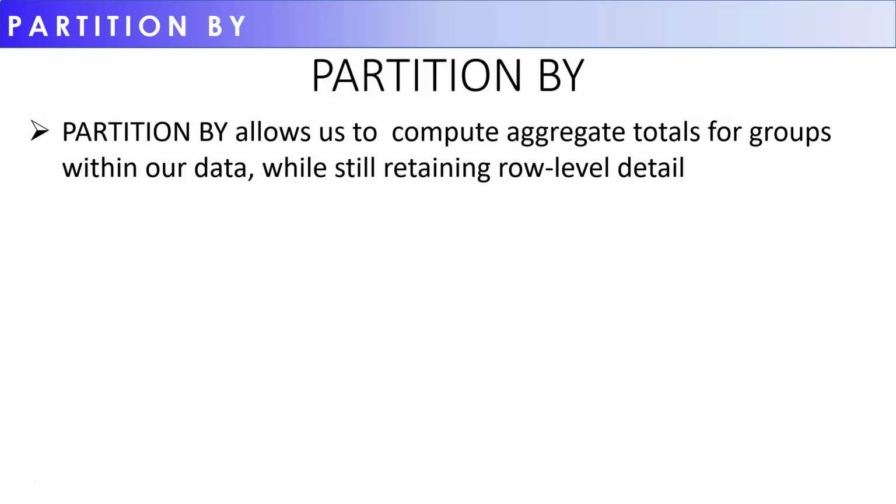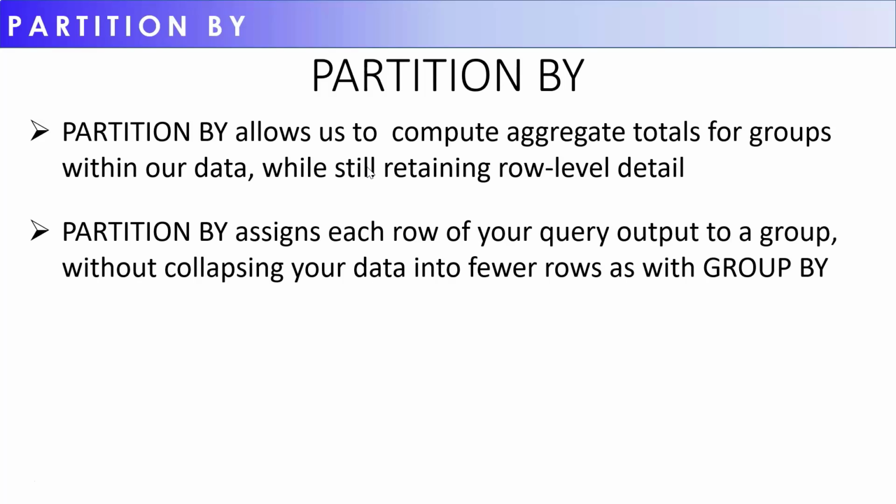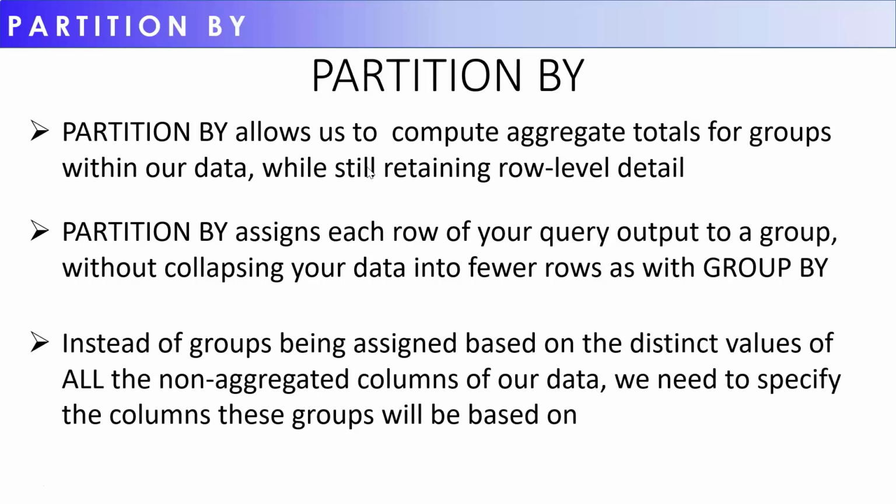When we combine our over function with partition by, we now have the power to compute aggregate totals for groups within our data while still retaining that row-level detail that distinguishes window functions from aggregate functions. The first step partition by takes is to assign each row of your query output to a group, but it does this behind the scenes without collapsing your data into fewer rows as with group by. So how does it do this? Kind of like group by, but not exactly.